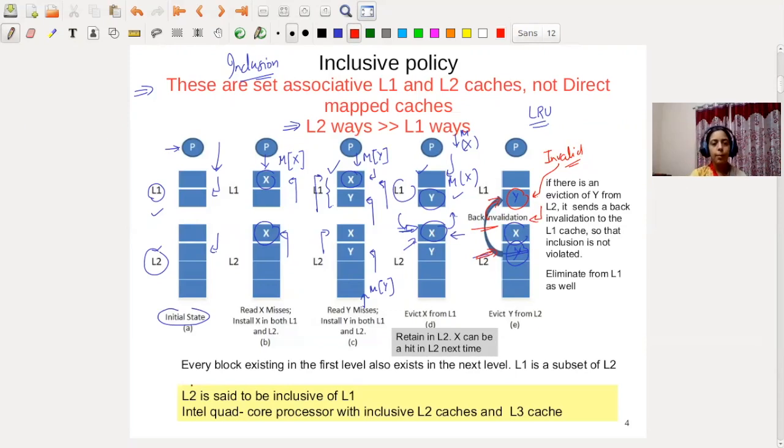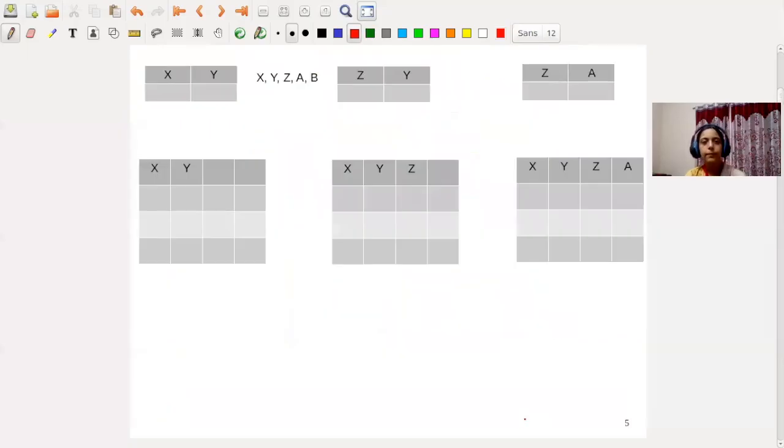So these are the principles in the inclusive policy. Essentially every block that exists in the first level cache should also exist in the next level. Going by that principle, if you have an L3 cache, whatever content you have in L1 should be in L2 and L3. Similarly, if L2 and L3 follow inclusion, whatever is present in L2 should also be present in L3, and so on. Which processors follow this kind of inclusion policy? Intel processors follow inclusive policy for L2 and L3 caches.